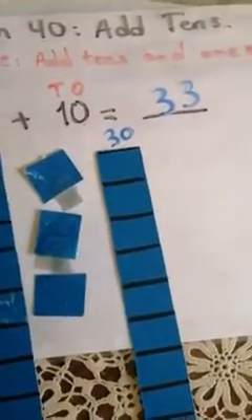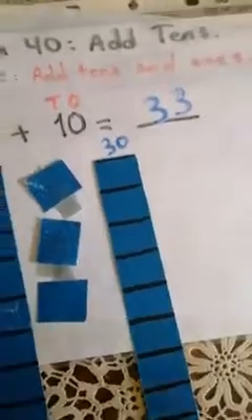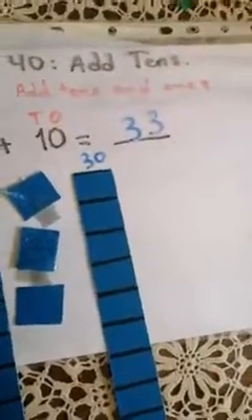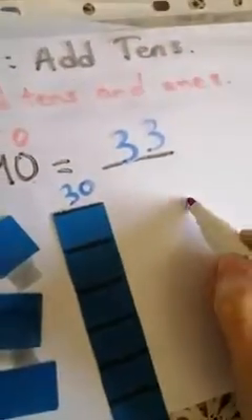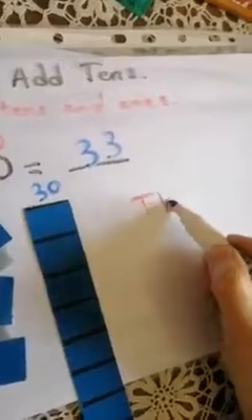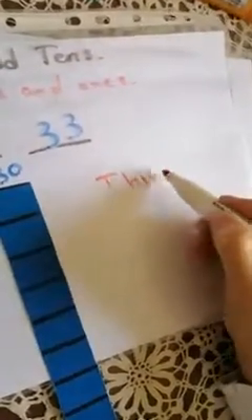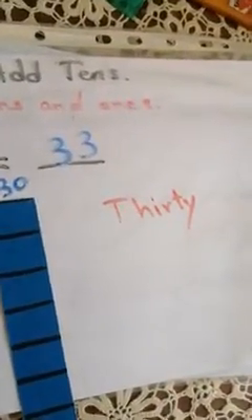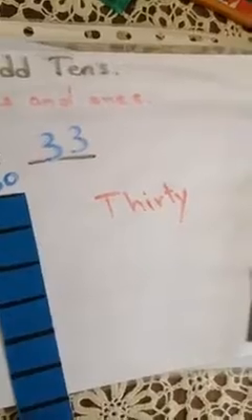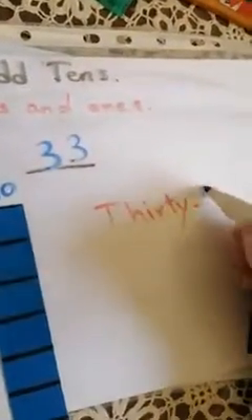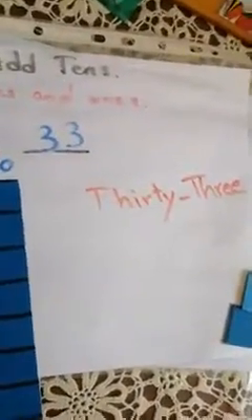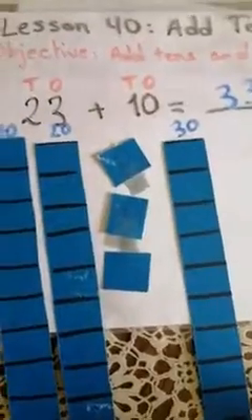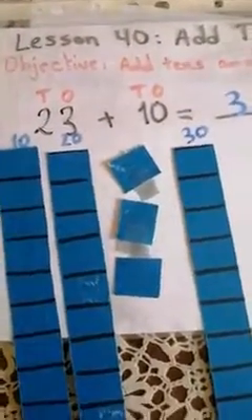How do we write 33 in words? Let's write it together. We start with 30. So we will write 30. T-H-I-R-T-Y. 30. 30 what? 33. 3. T-H-R-E-E. So this was the first example.